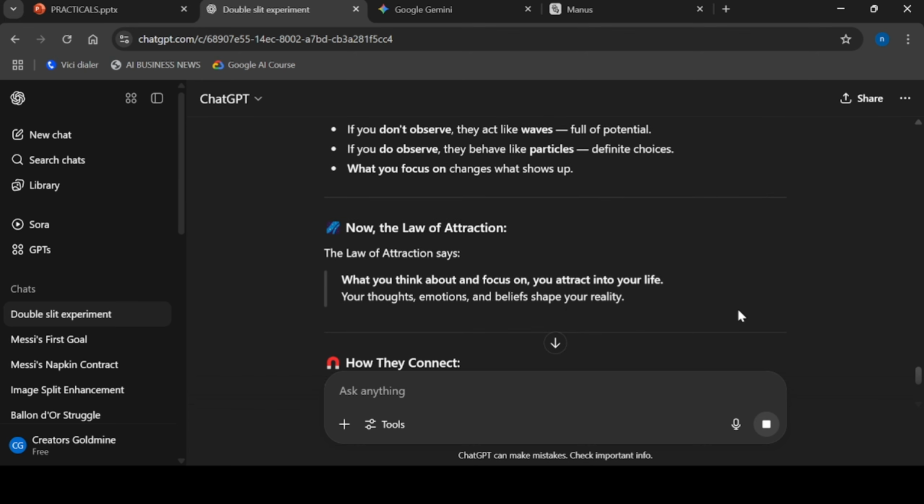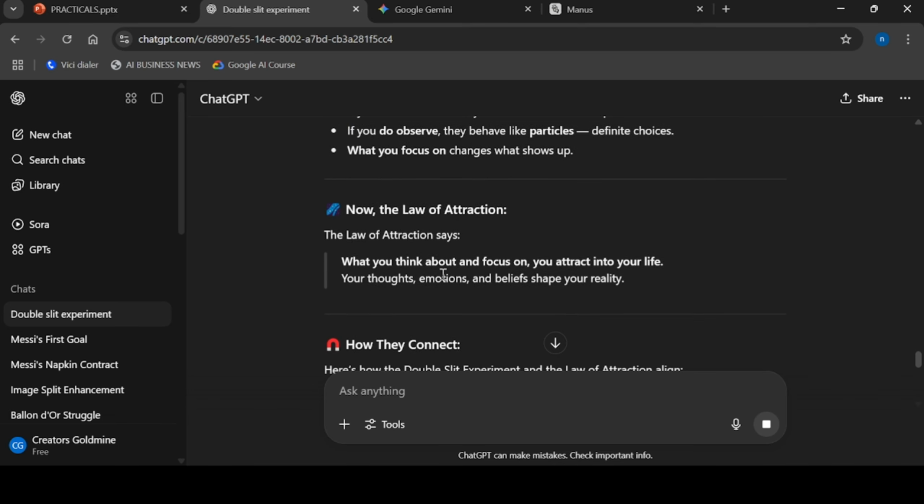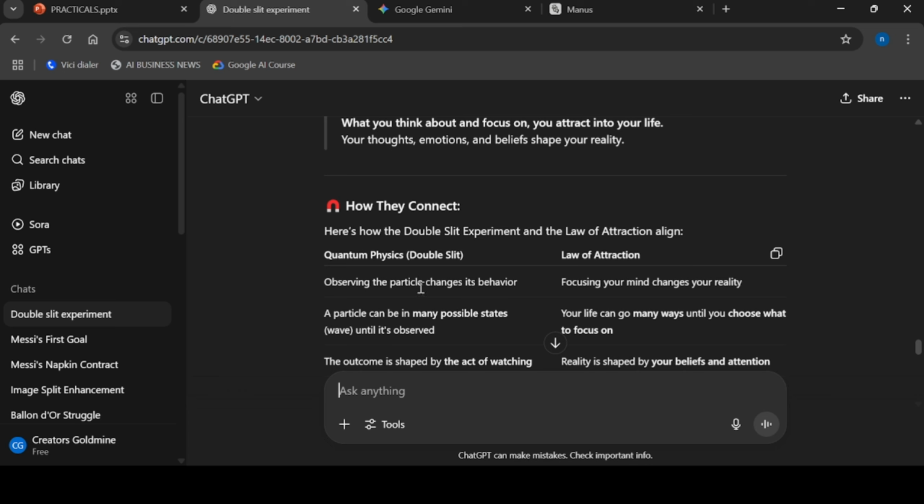Now, okay, can you see what it gave us here? The law of attraction says what you think about and focus on, you attract into your life. Your thoughts, emotions, and beliefs shape your reality. How they connect: here's how the double slit experiment and the law of attraction align. Quantum physics, double slit: observing the particles changes their behavior. Focus your mind, changes your reality. Are you seeing how they correlate?